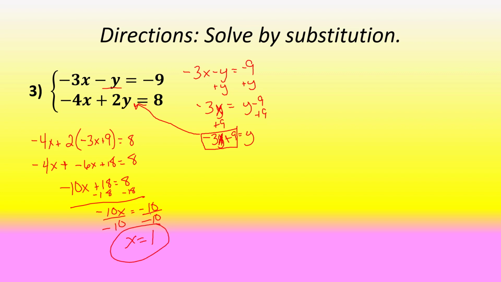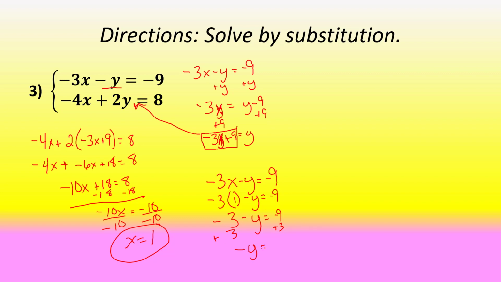All right, you can plug that into either equation. It looks like it's going to be easier to plug it into our first one. Negative 3x minus y equals negative 9. So we have negative 3 times 1 minus y equals negative 9. Negative 3 minus y equals negative 9. Add 3 to both sides.